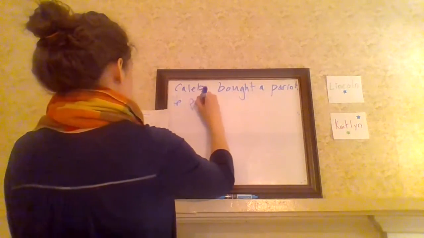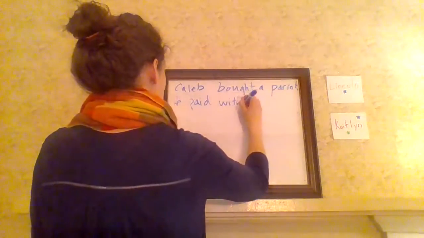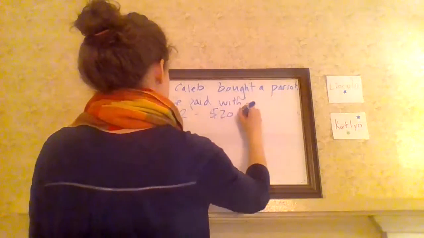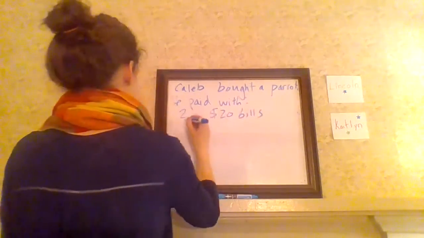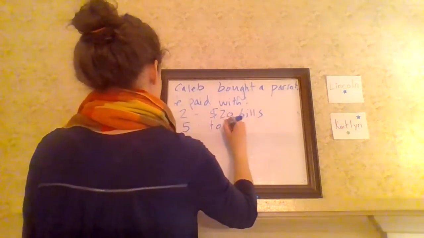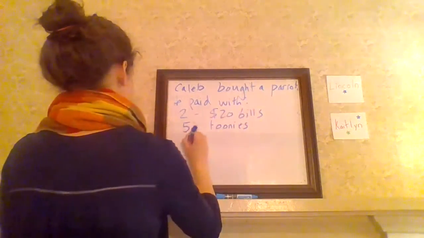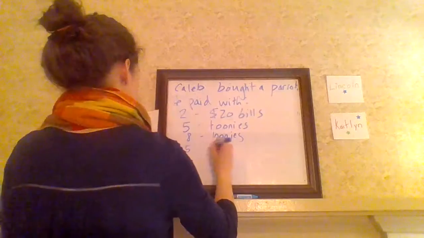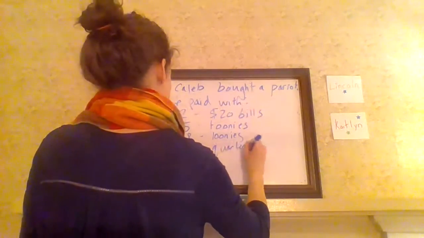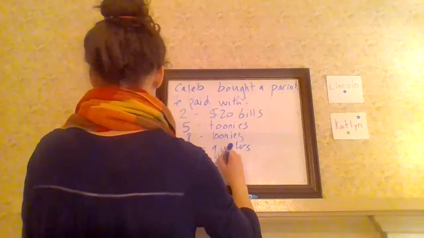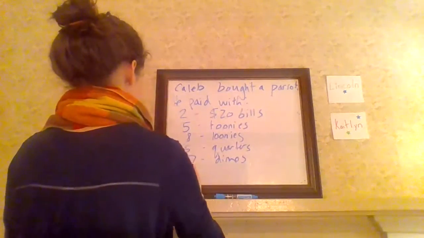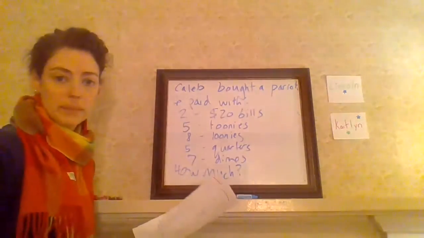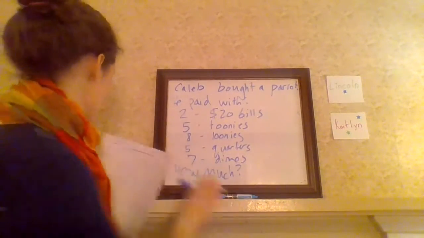He paid with 2 $20 bills, 5 toonies, 8 loonies, 5 quarters, and 7 dimes. How much was the parrot? Okay, so we need to add all of these things up.